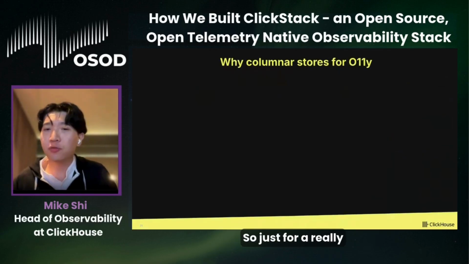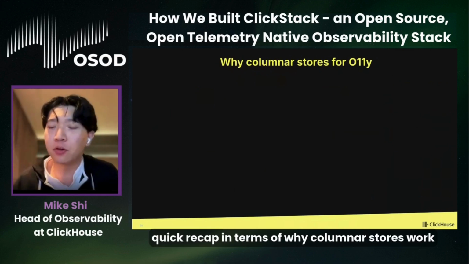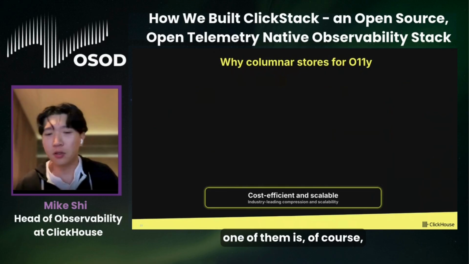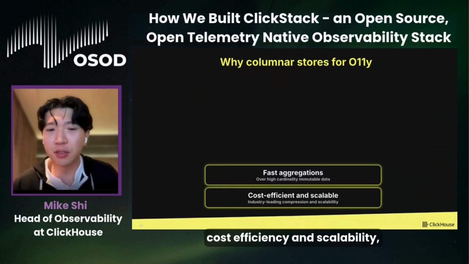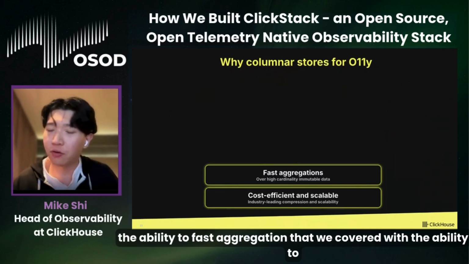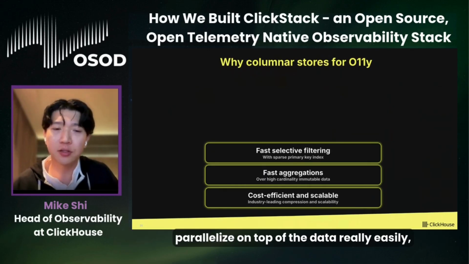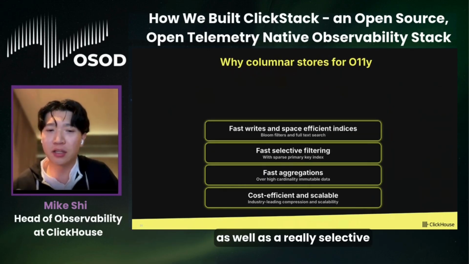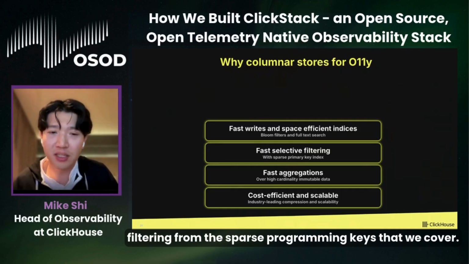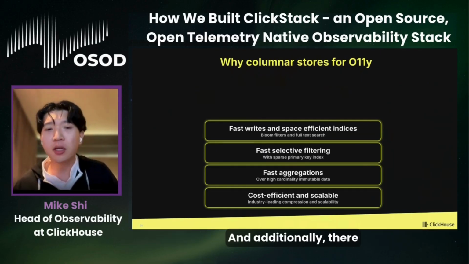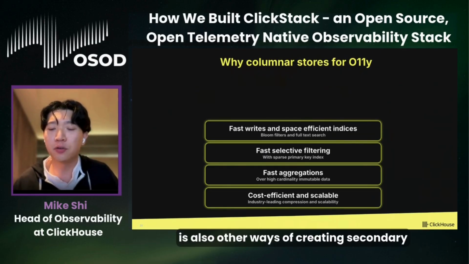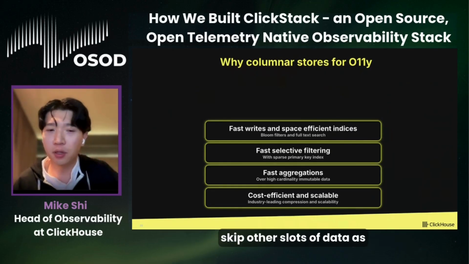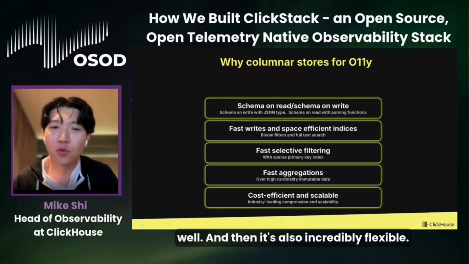So just for a really quick recap in terms of why columnar stores work really well for observability, one of them is, of course, cost efficiency and scalability. The ability to do fast aggregation, as we covered, with the ability to parallelize on top of the data really easily, as well as really selective filtering from the sparse primary keys that we covered. And additionally, there are other ways of creating secondary indices that make it really quick to skip other swaths of data as well.